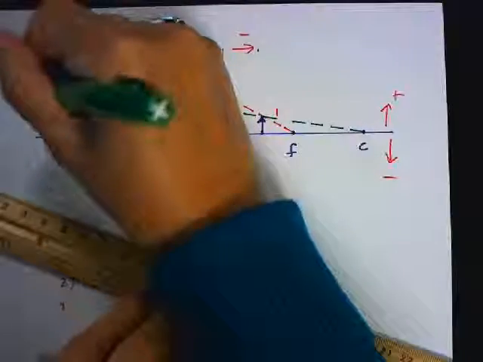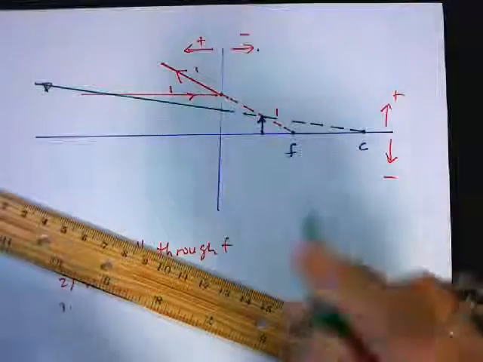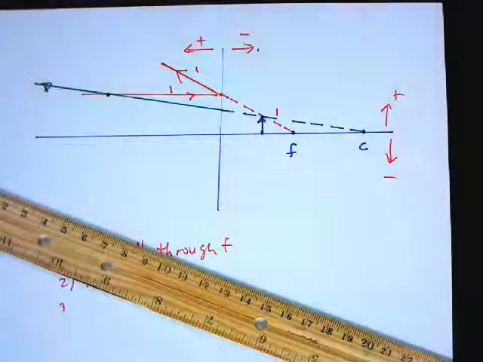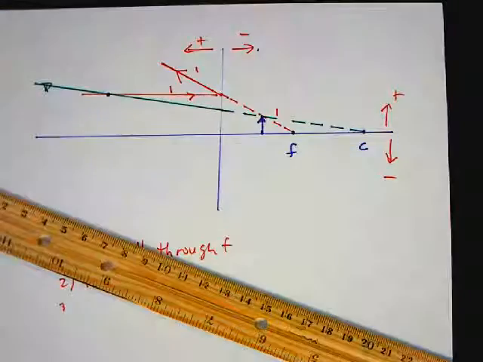Now, where these rays meet, that's where my object actually is, right there, where they crisscross. So that's where my original object was. Now, let me just show you something. So let me draw the object.